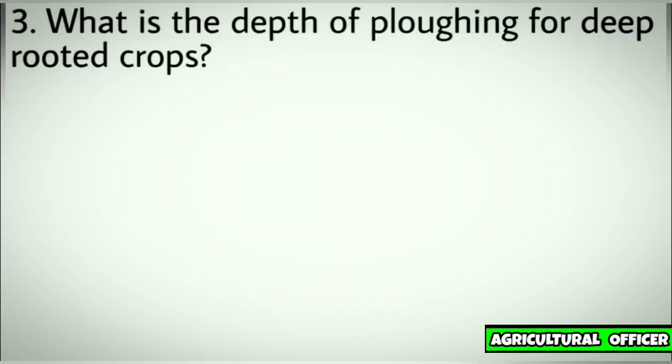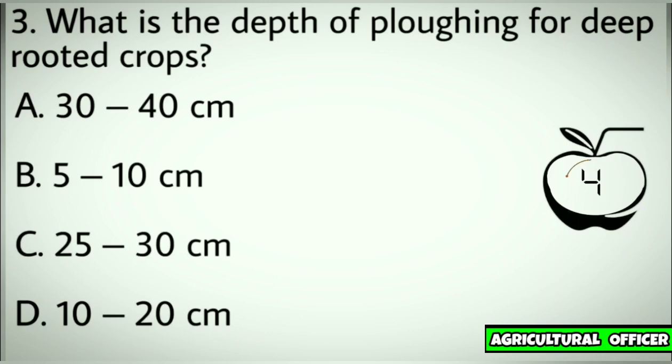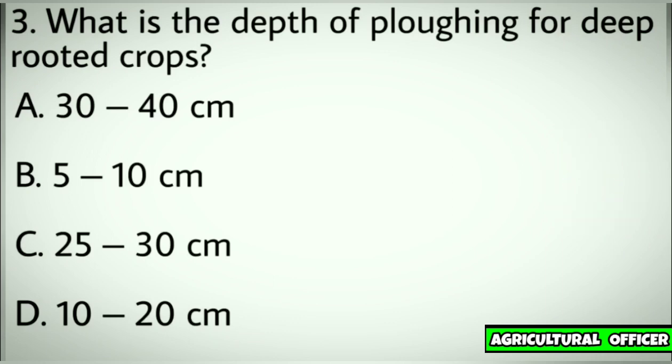Question number 3. What is the depth of plowing for deep-rooted crops? Options: A. 30 to 40 cm, B. 5 to 10 cm, C. 25 to 30 cm, D. 10 to 20 cm. Correct answer: C. 25 to 30 cm.